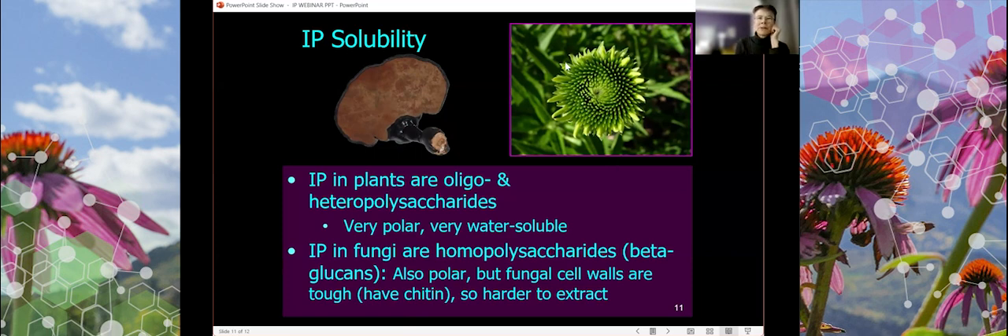And then if you're, say, this is a very young echinacea flower head, so with our plants for extracting them, they're easier to get out because plant cell walls aren't as tough. So to get the most IP out of echinacea roots, right, I decoct. And then I have an echinacea root decoction.